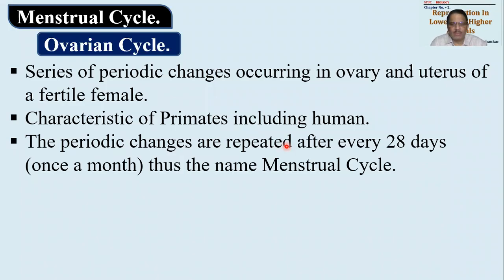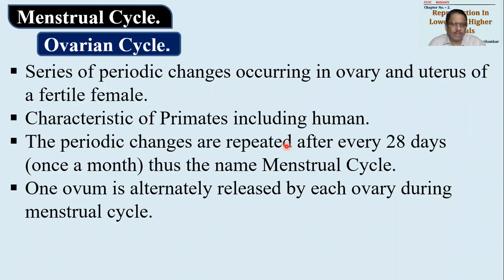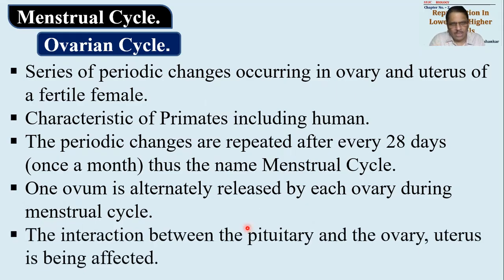These all periodic changes are completed within 28 days, so the name given is menstrual cycle or monthly cycle. I told you earlier also, one ovum will be released at each menstrual cycle, roughly at the mid of the menstrual cycle, on 14th day or 15th day. And one more important thing is, every ovary will give one ovum alternatively. Means if left ovary is giving ovum in the month of say January, just for understanding purpose, in the February, right ovary will give ovum and so on. Okay, so they will keep on releasing ovum alternately.